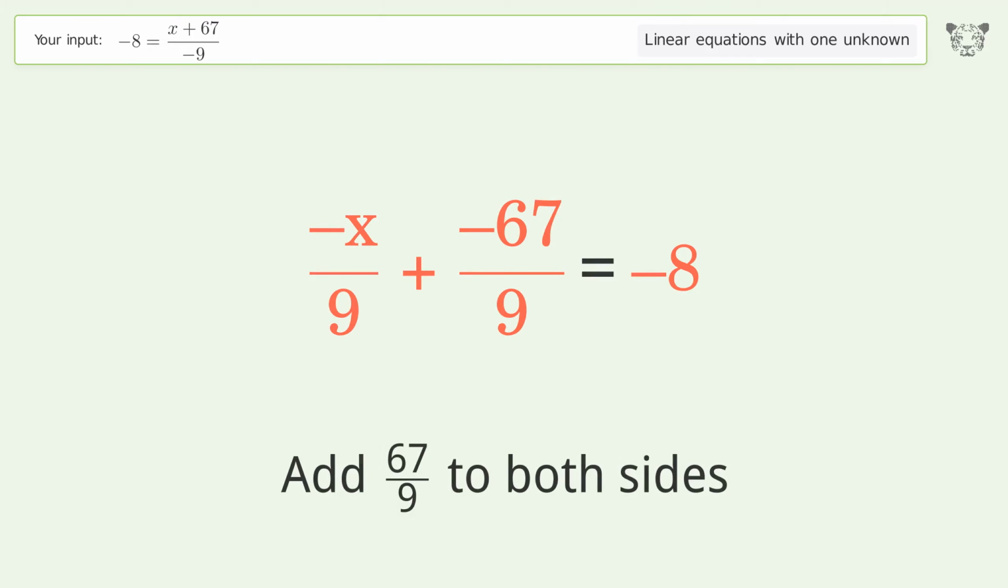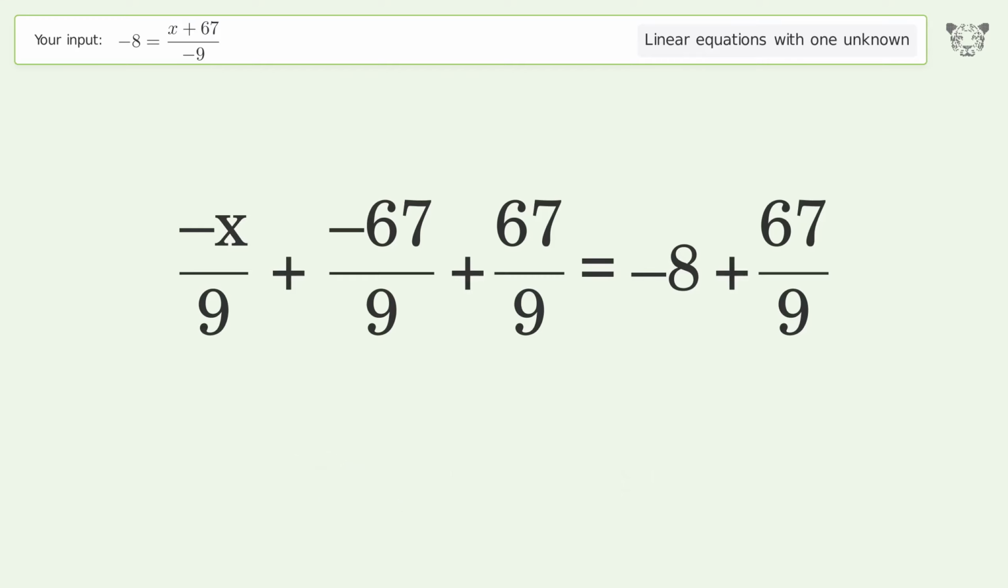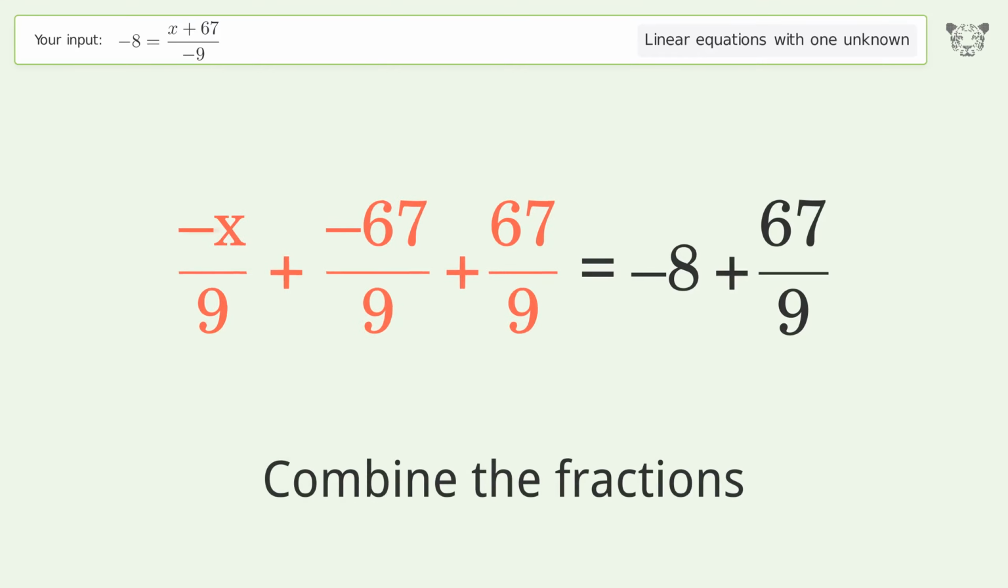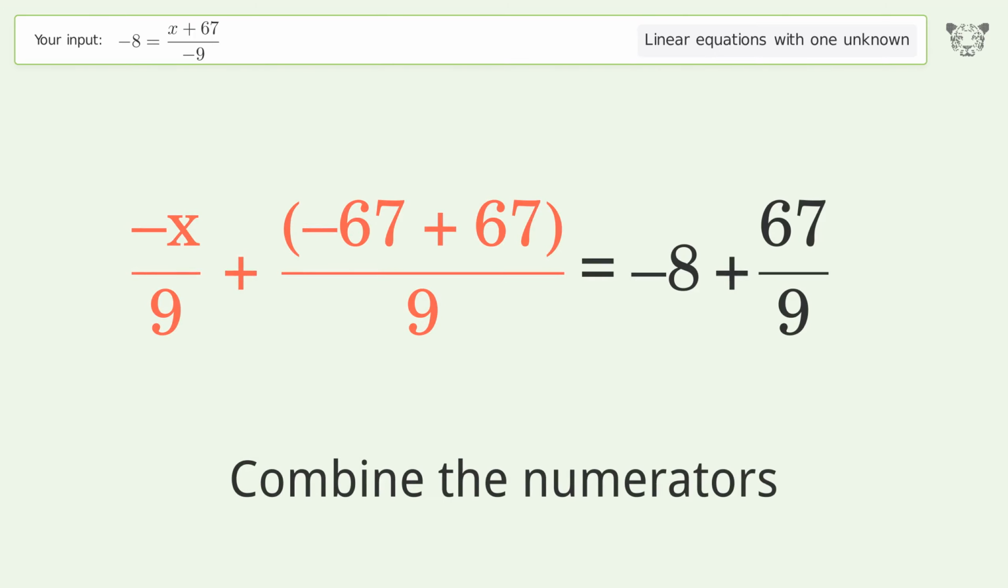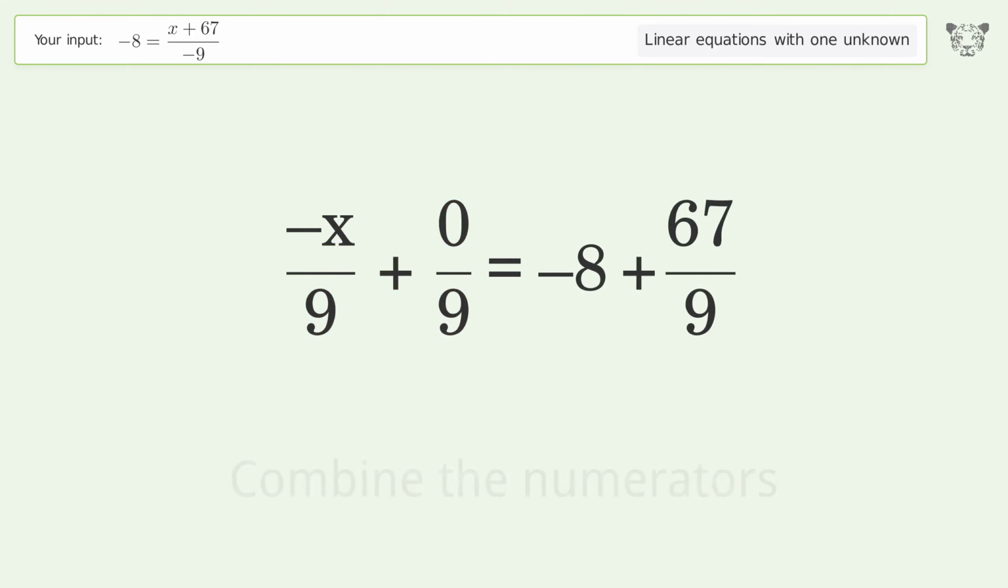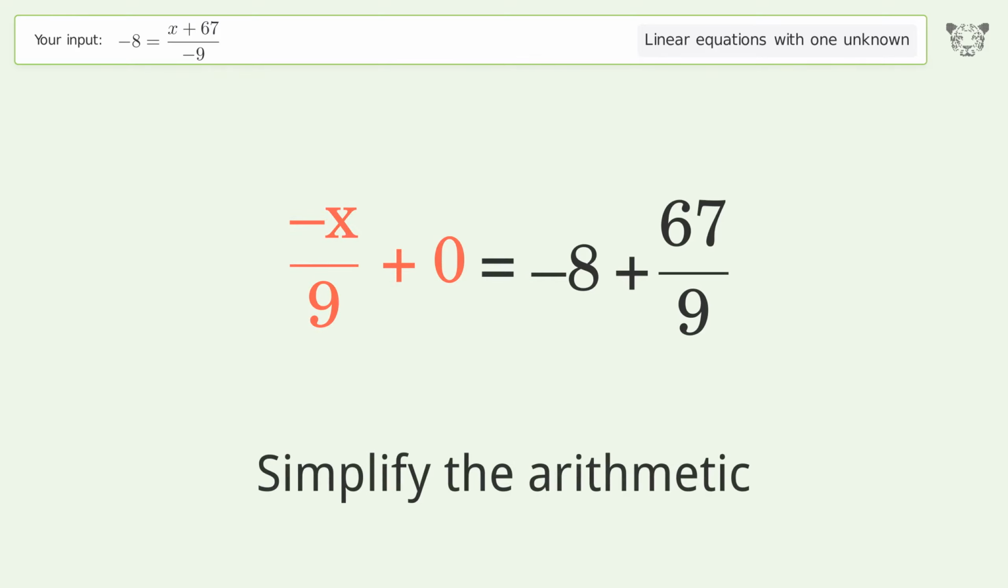Add 67/9 to both sides. Combine the fractions. Combine the numerators. Reduce the zero numerator. Simplify the arithmetic.